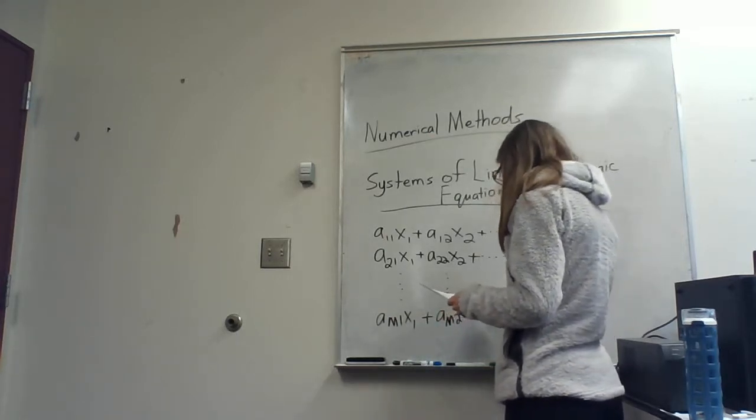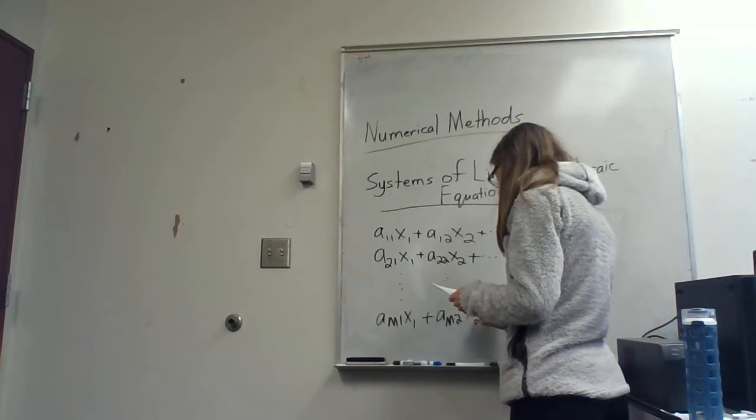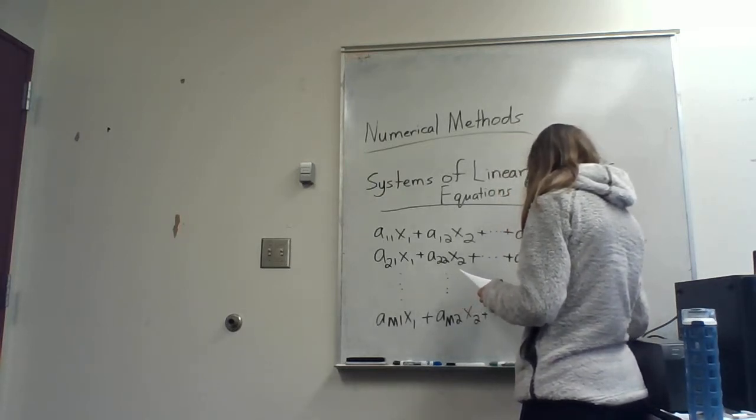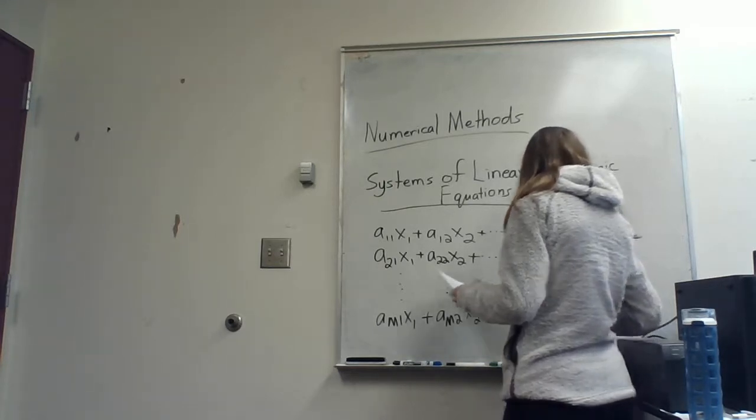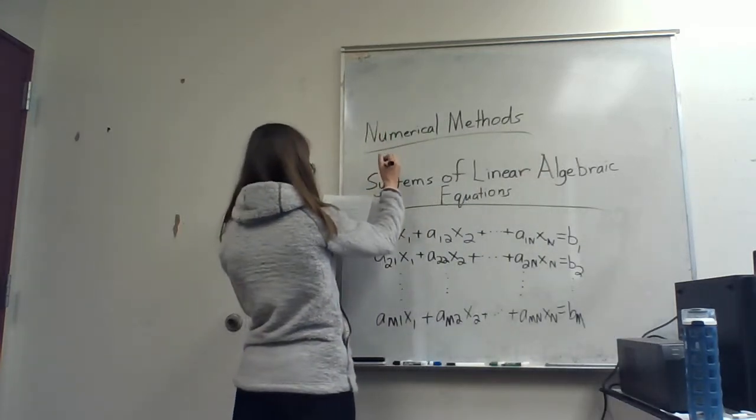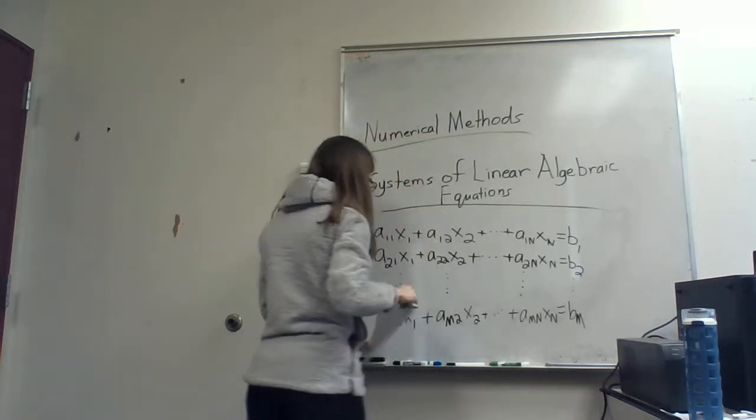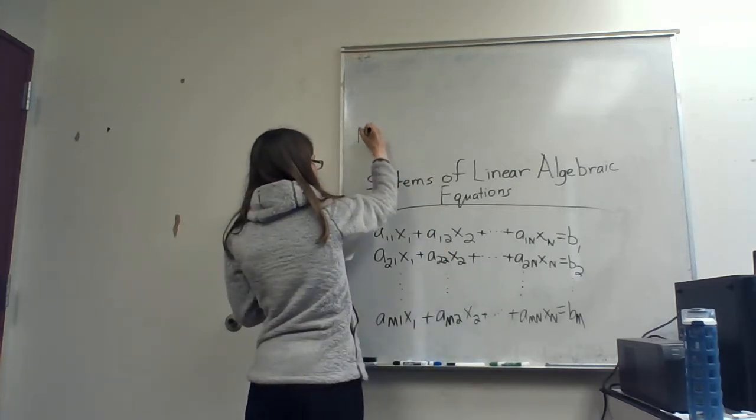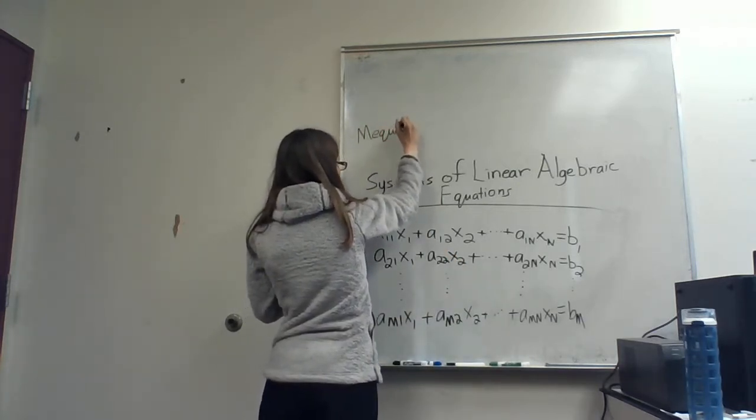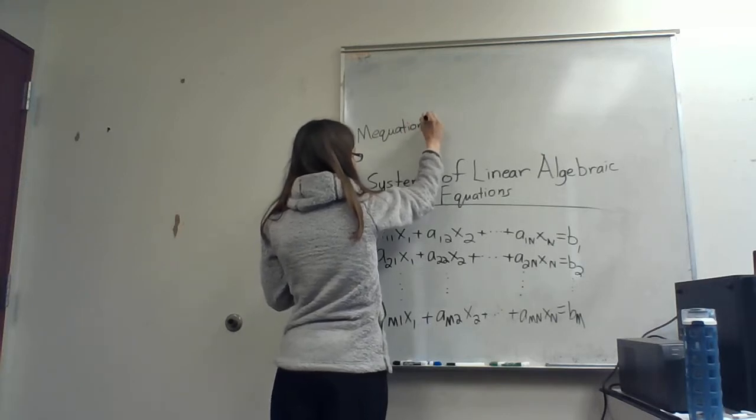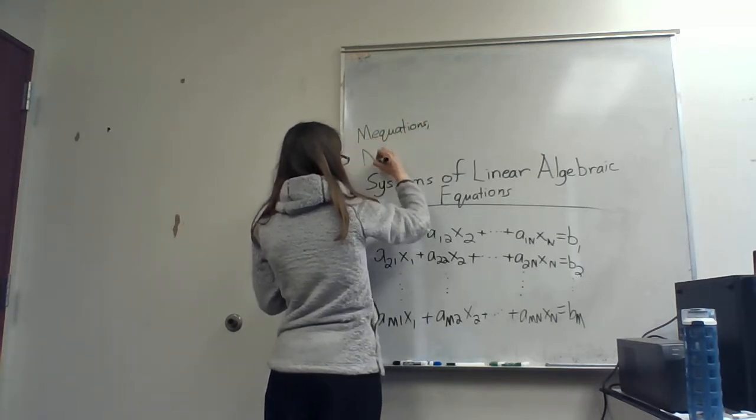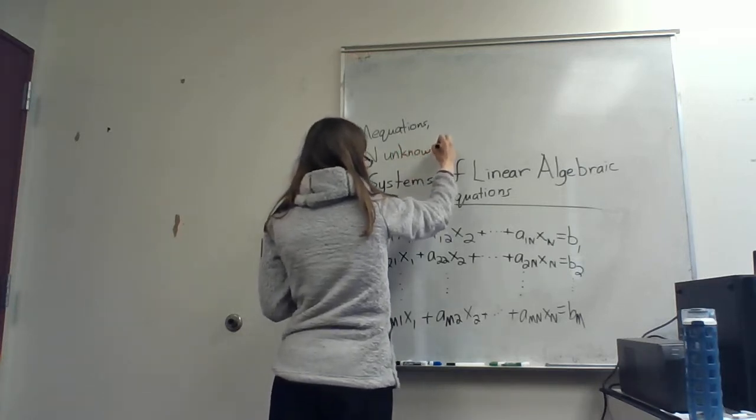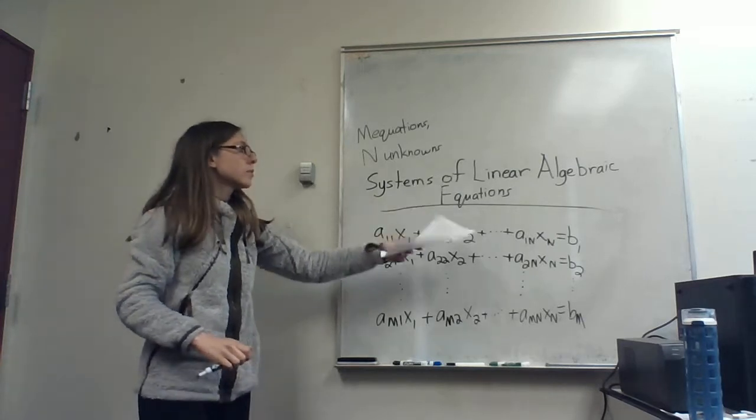So x2 plus ... plus amn xn equals bm. So this is a case when we have m equations. Let me erase the title here. M equations, and n unknowns. So the unknowns are the x's. So here's a system of linear algebraic equations.